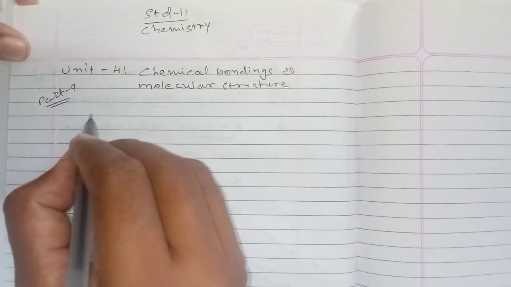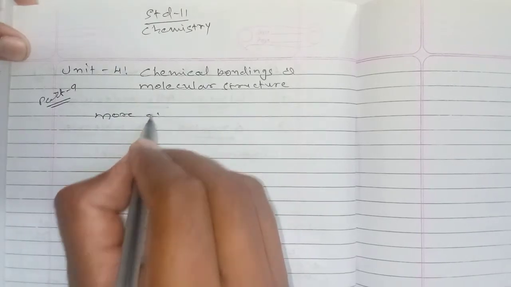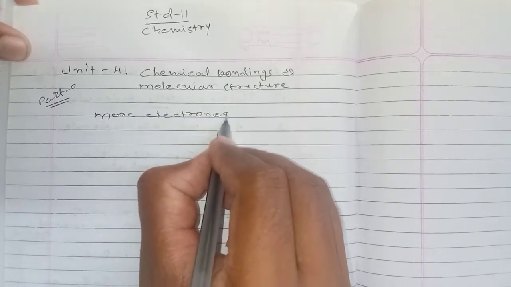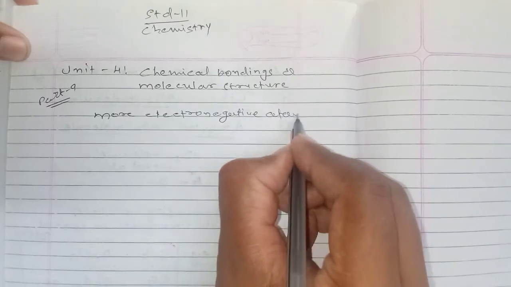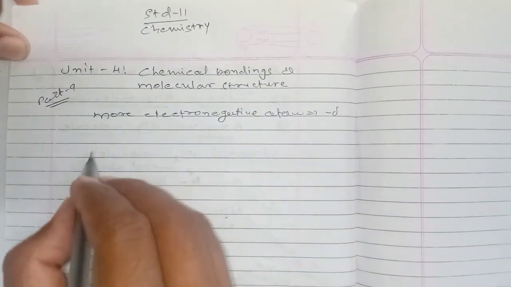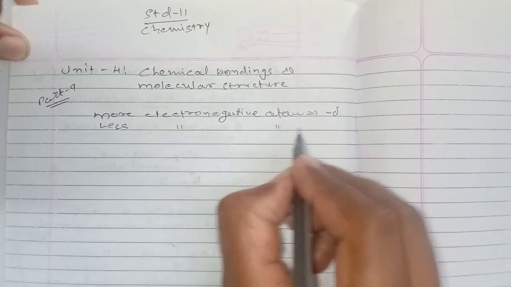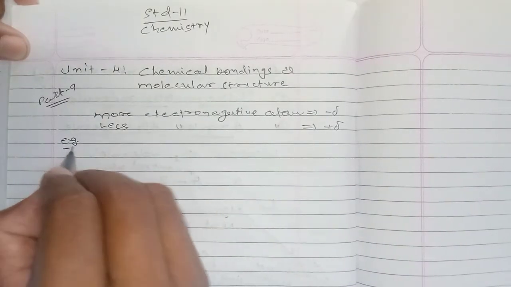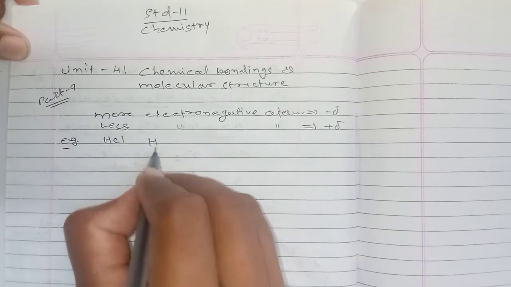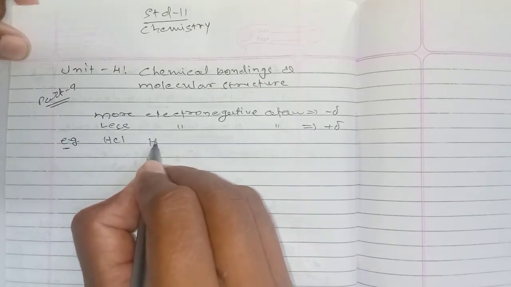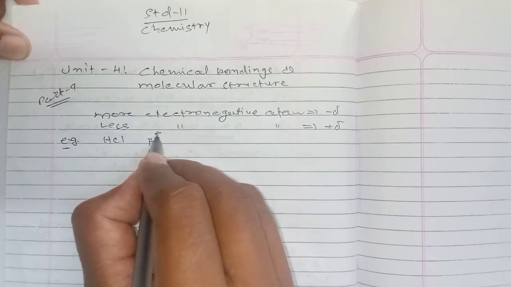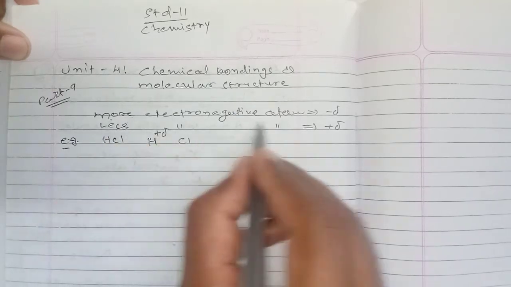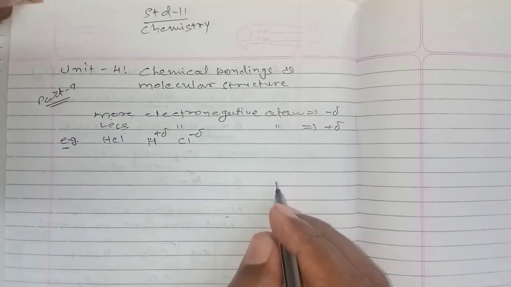In a polar covalent bond, the more electronegative atom possesses a partial negative charge, while the less electronegative atom possesses a partial positive charge. For example, in the HCl molecule, hydrogen is the less electronegative atom, so it possesses a partial positive charge, while chlorine is the more electronegative atom that possesses a partial negative charge.